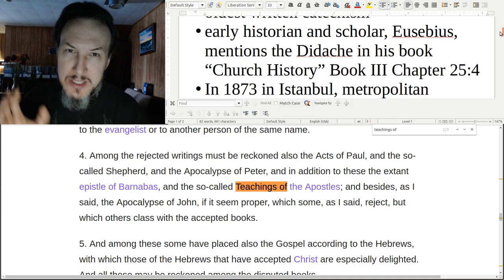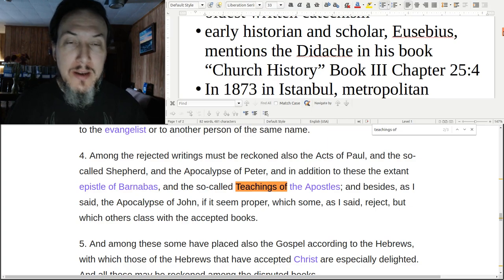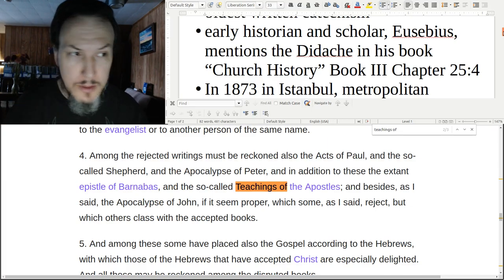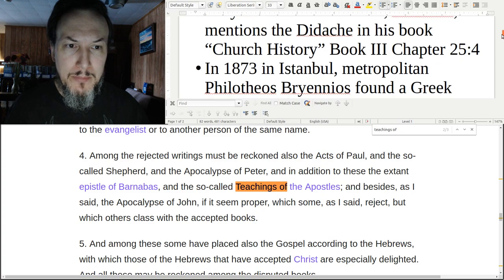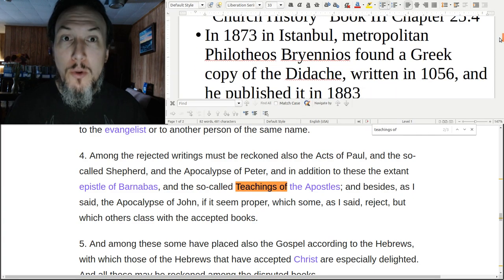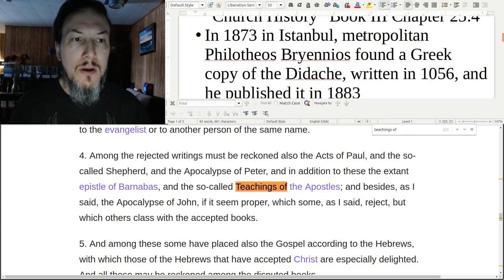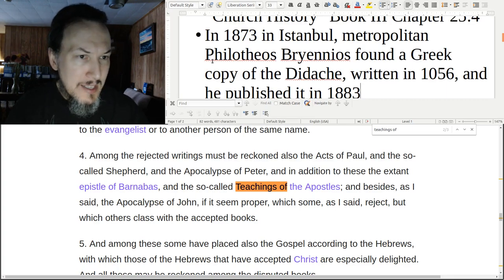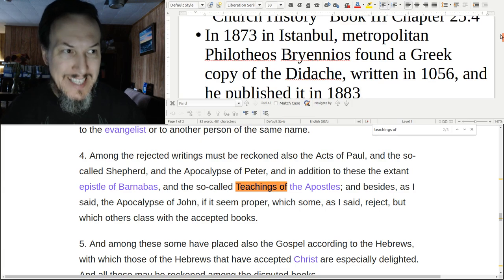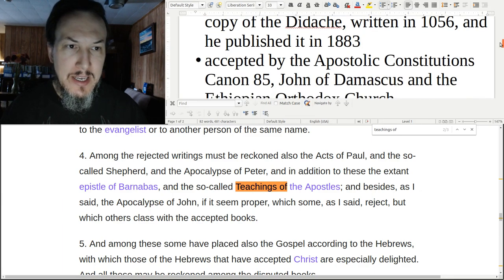So from the time of Eusebius until the 19th century, we didn't hear much of the Didache at all, except in the Ethiopian works, in the Ethiopian doctrine and in their scripture. Ethiopian Orthodox Church, that is. But in 1873, in Istanbul, Metropolitan Philotheus Bryennios found a Greek copy of the Didache, written in 1056, and he published it in 1883.